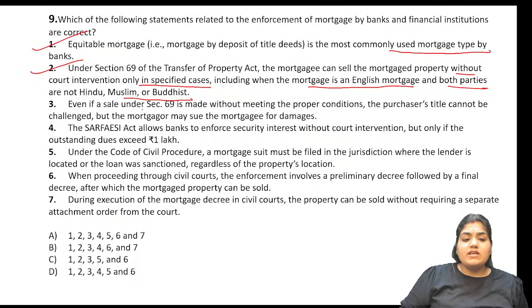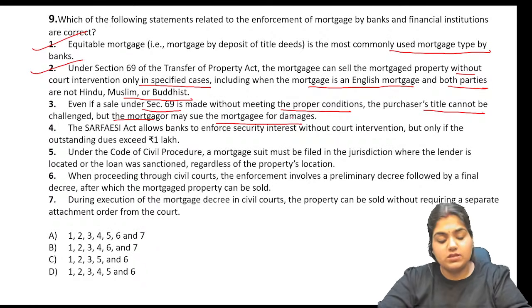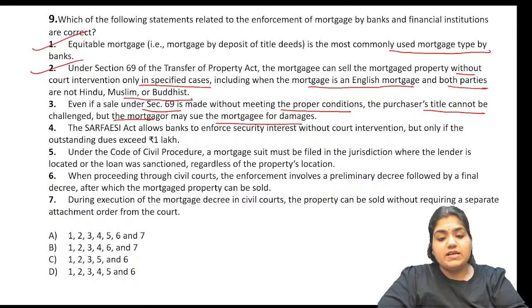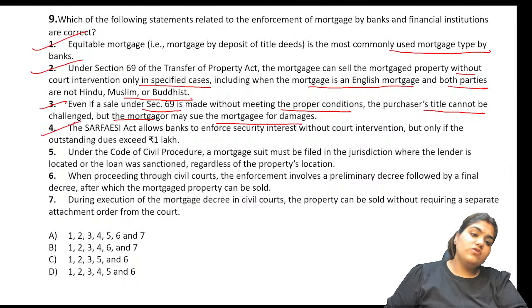Even if a sale under section 69 is made without meeting the proper conditions, the purchaser's title cannot be challenged, but the mortgagor may sue the mortgagee for damages. Can the mortgagor sue for the damages? Yes. Even if the sale is improper, the purchaser's title is protected, but the aggrieved party can claim damages. The SARFAESI Act allows a bank to enforce security interest without court intervention, but only if the outstanding dues exceed 1 lakh rupees and it is more than 20% of the actual loan. Statement number 4 is also correct.